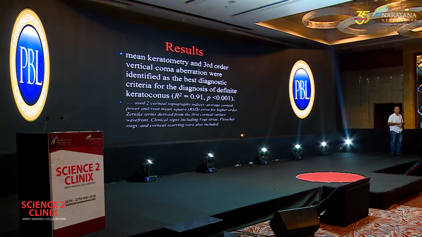Mean keratometry and third order vertical coma aberration were identified as the best diagnostic, yeah, he's laughing already, it's ridiculous, it was published. Best diagnostic criteria for definitive keratoconus with an R2 of 0.91 with a p-value of 0.001. So what's wrong with this? Well, of course, if you define your study group by mean keratometry, that's average corneal power. So yes, if you define it by A and B, then A and B becomes great predictors, published in a major journal. So again, as I say, it's a fait accompli.